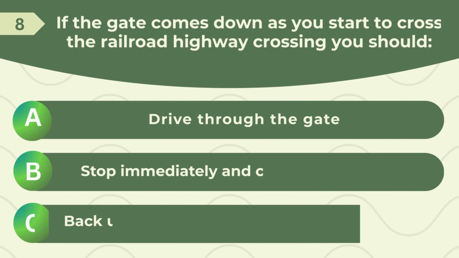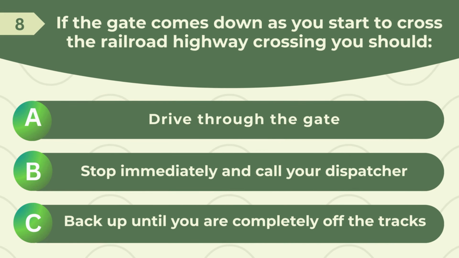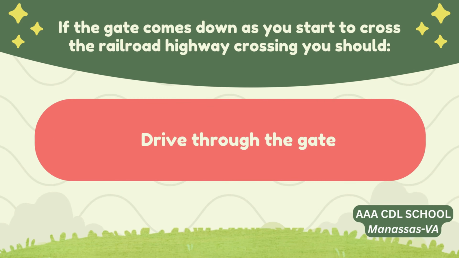If the gate comes down as you start to cross the railroad highway crossing, you should: A. Drive through the gate. B. Stop immediately and call your dispatcher. C. Back up until you are completely off the tracks. Correct answer: drive through the gate.